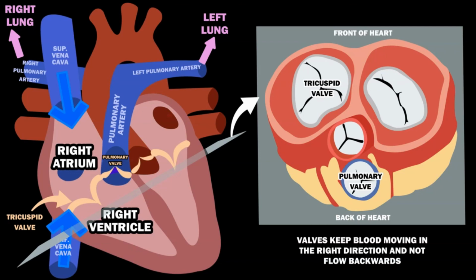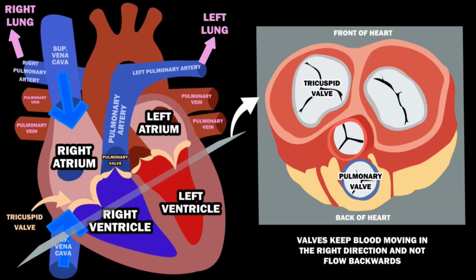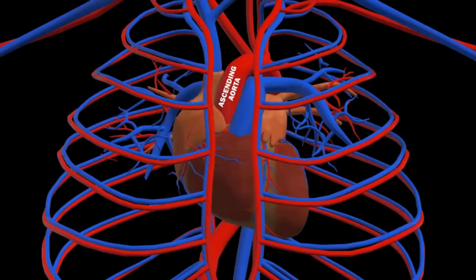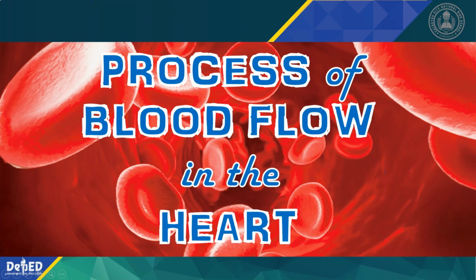Now, blood comes back from the lungs through the pulmonary veins, entering the left atrium. Next, the blood is pumped into the left ventricle through the mitral or bicuspid valve. Finally, the oxygenated blood leaves the left ventricle through the aortic semilunar valve, entering the aortic arch. The aorta, which is the largest of all the arteries, distributes the oxygenated blood to the rest of the body. Simply, that's the process of blood flow through the heart.